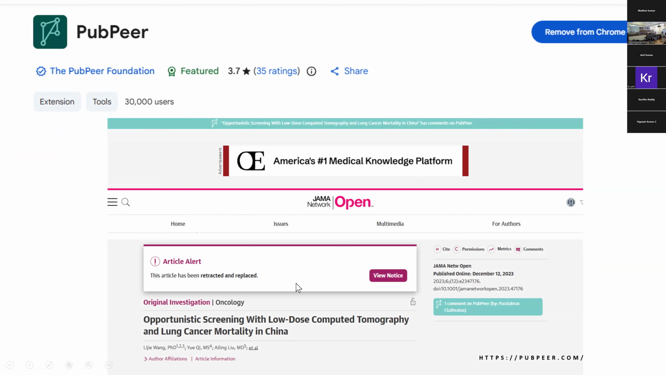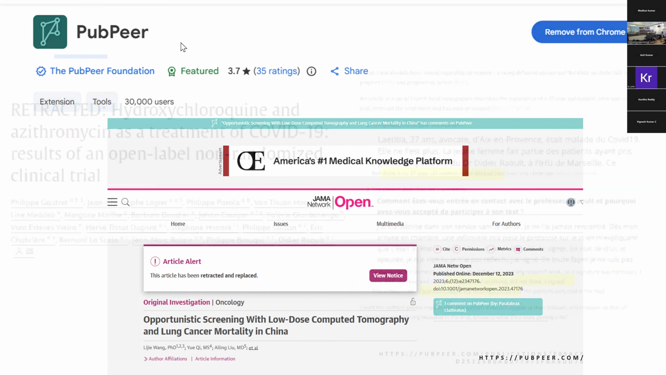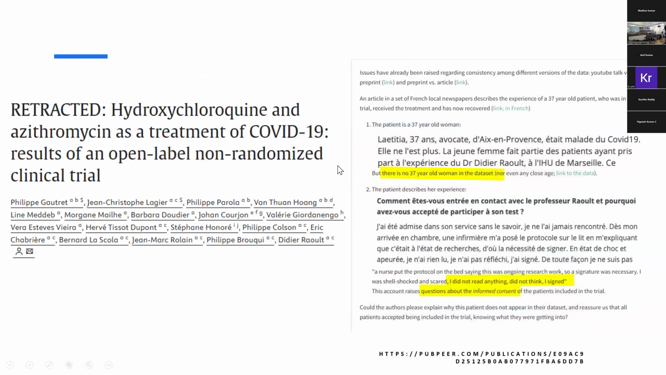And for any article that we browse, if the PubPeer plugin is installed, it will show us some comments if there are any significant comments about the study. Just by clicking on this green colored link, we'll go across to the comments that have been put up for the study in question. So, for example, I did a search about using hydroxychloroquine and azithromycin as a treatment for COVID-19, and the PubPeer plugin showed two comments about this article.